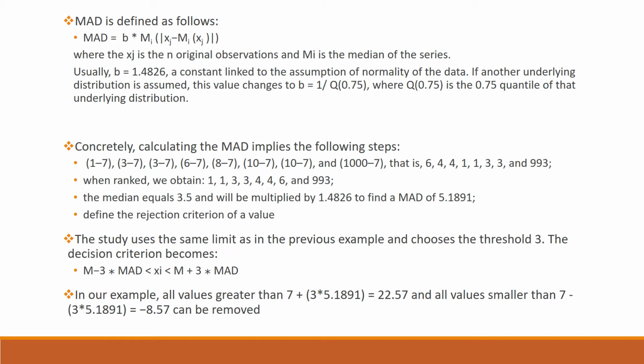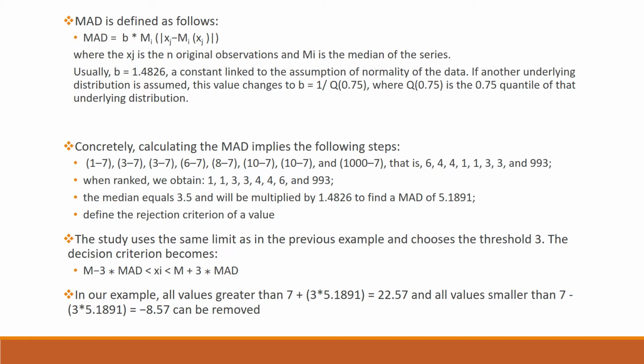Usually b is 1.4826, a constant linked to the assumption of normality of the data, disregarding the abnormality introduced by outliers. We use b equals 1.4826 if we think the normality is being disturbed by outliers. If another underlying distribution is assumed, the value changes to b equals 1 divided by the 75th quartile. Right? Now let's look at calculating MAD with the help of numbers.